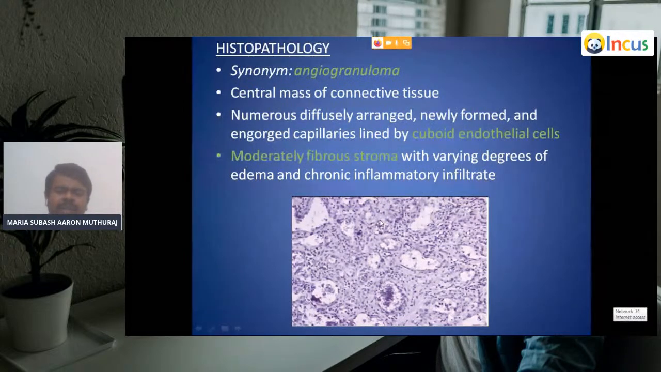There will be an increase in the central mass of connective tissue, and an increase in vasculature will also be present. The capillaries will be lined by cuboidal endothelial cells. A moderately fibrous stroma will be present, with various degrees of edema and chronic inflammatory cell infiltrate.